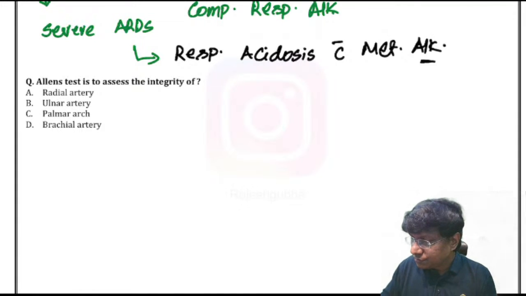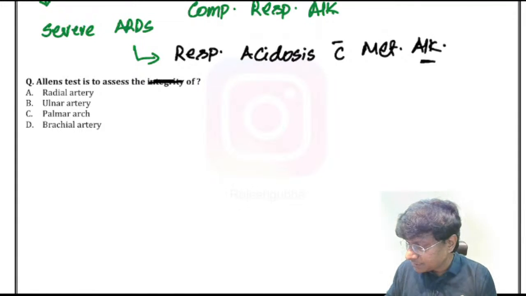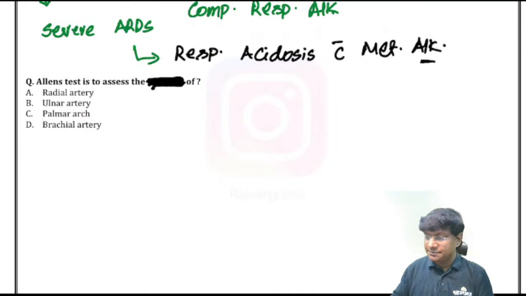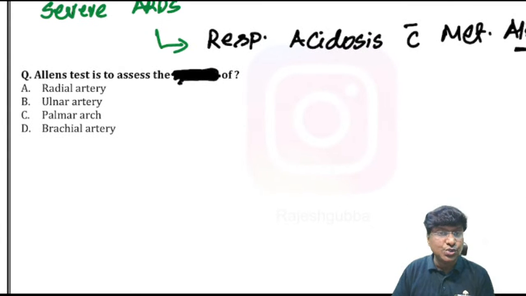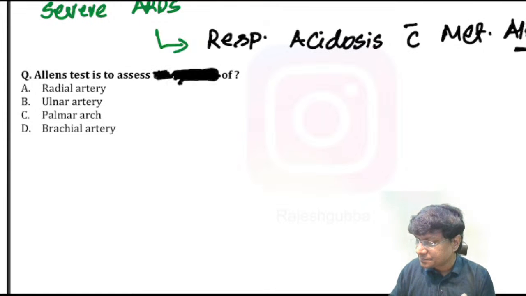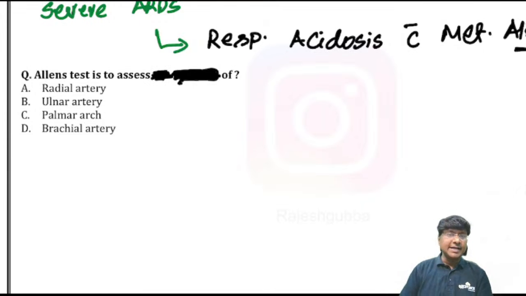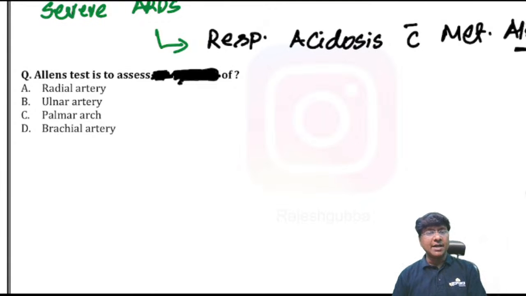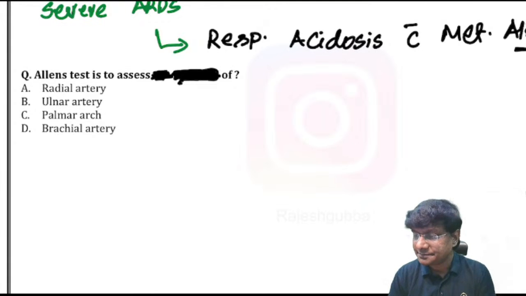Okay, the question is, this would be the better. Allen's test is used to assess: radial artery, ulnar artery, palmar arch, brachial artery.